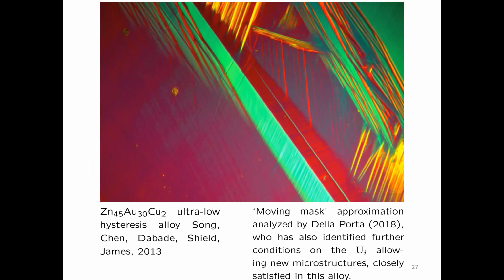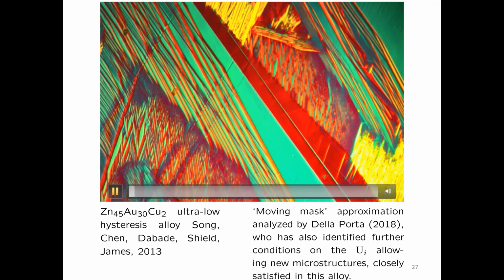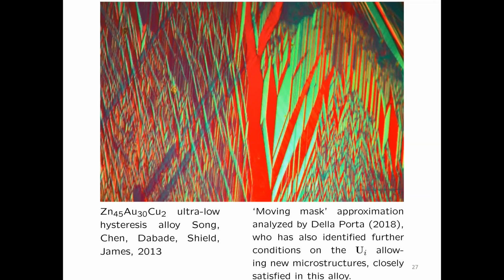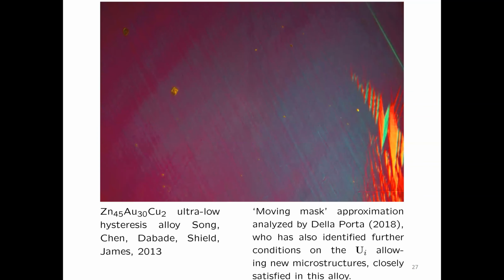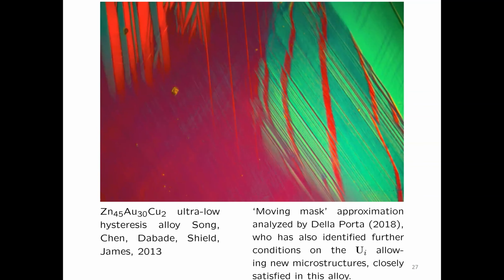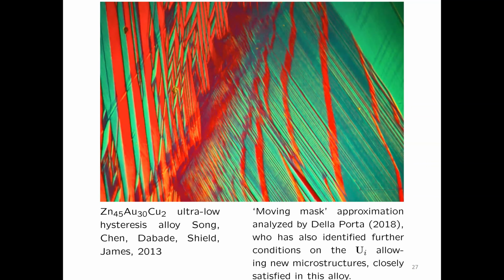So there's the alloy, zinc, gold, copper. And we're cycling it. That's austenite, martensite. Austenite, martensite. They're different every time. These pictures are different every time.